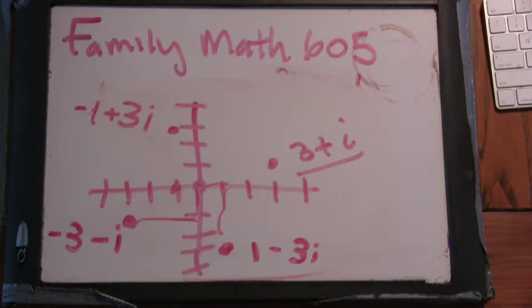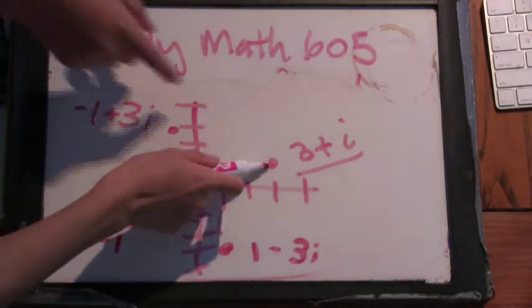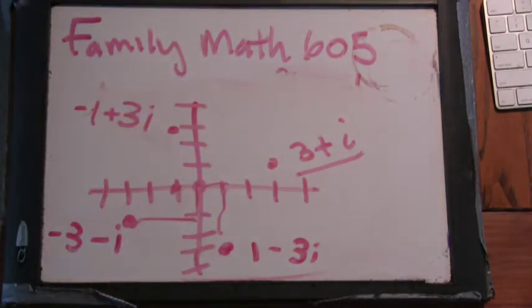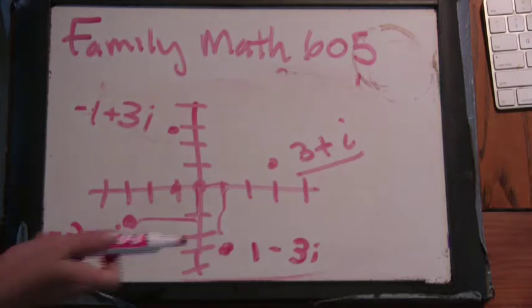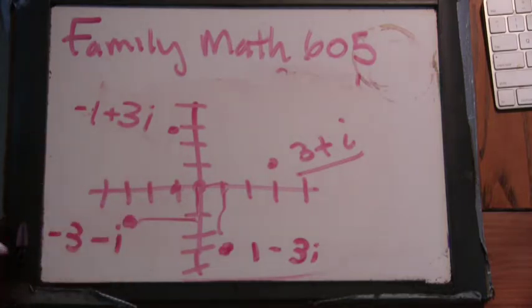And then, for the last challenge, where does this point go when you rotate it 90 degrees? Right here, back to 3 plus i. So that turns into 1 times i is i, and then minus 3i times i equals 3.